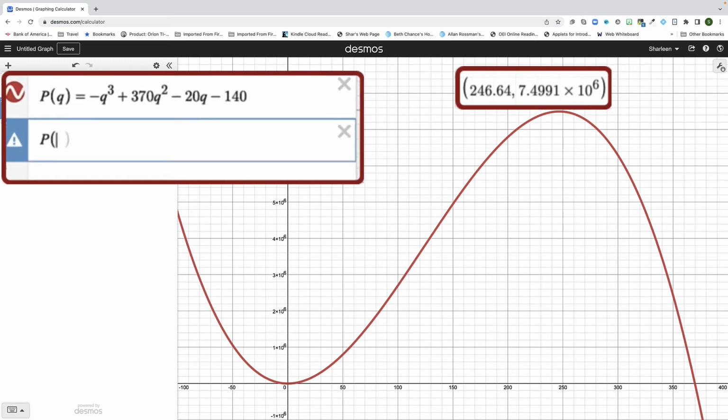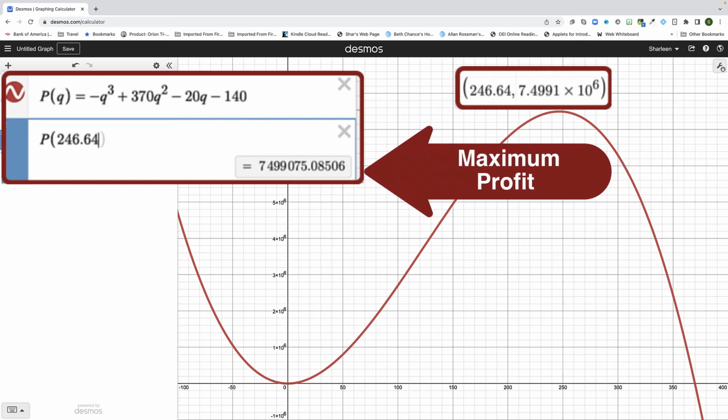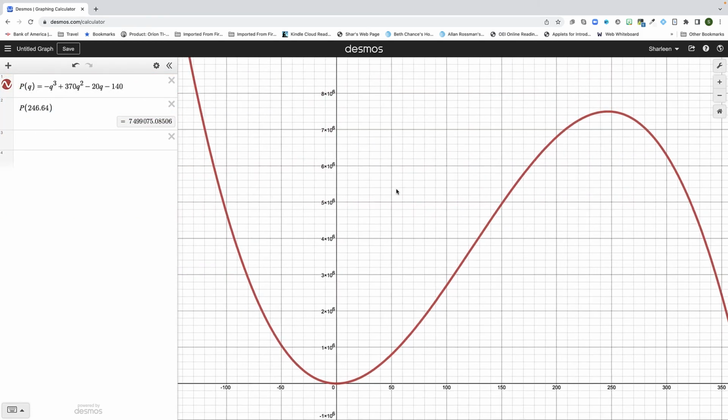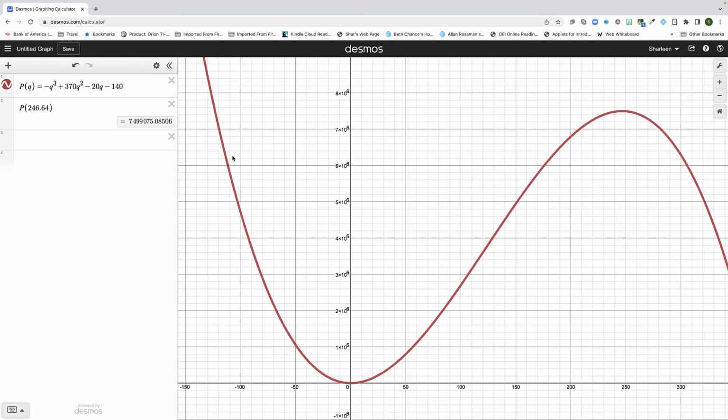So let's evaluate P at the value of Q, 246.64. And that gives us a profit of $7,499,075.09.